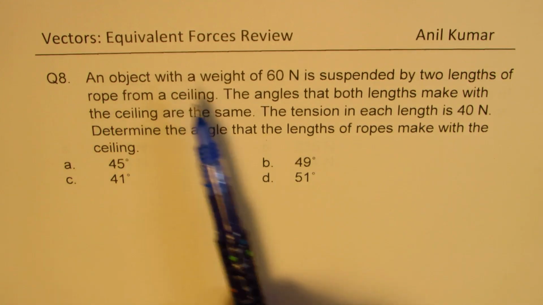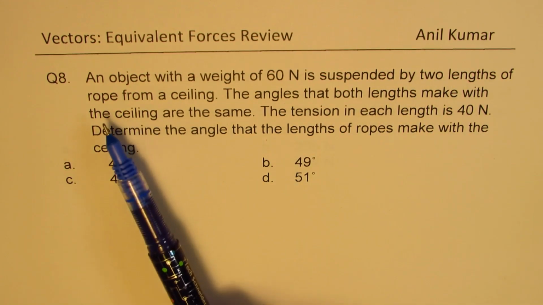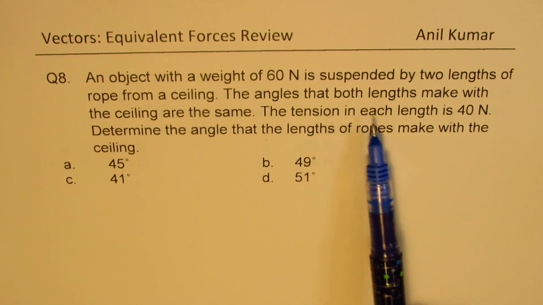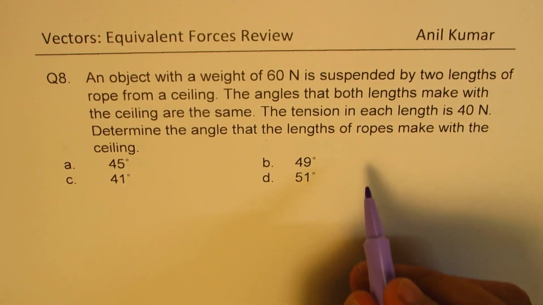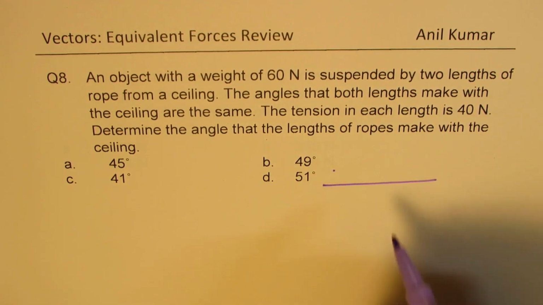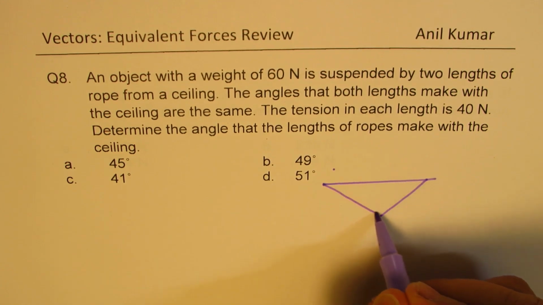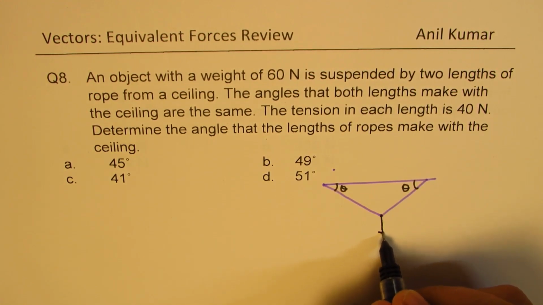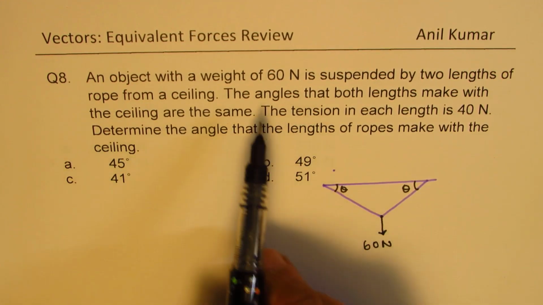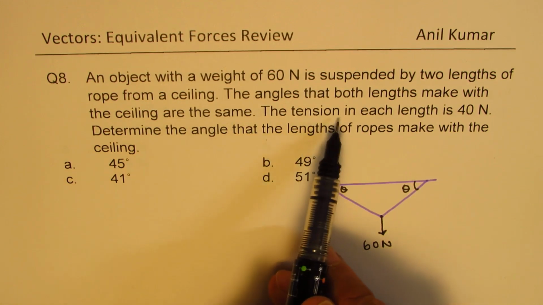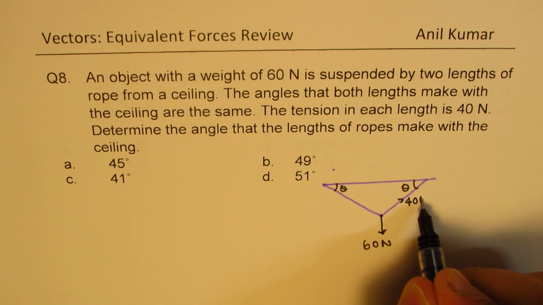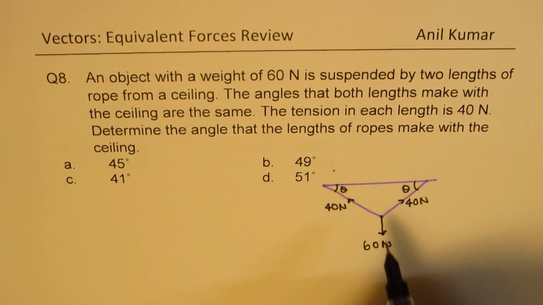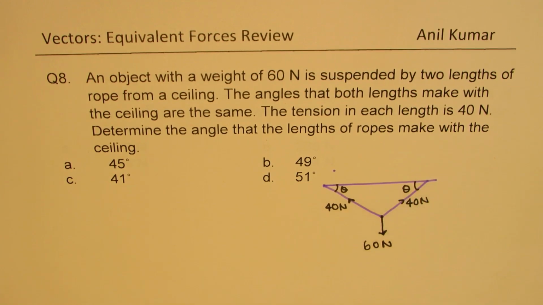Question number 8. An object with weight of 60 newton is suspended by two lengths of ropes from a ceiling. The angles that both lengths make with the ceiling are same. The tension in each length is 40. So in this case, let's again make a similar diagram. We have two lengths which are same, so it's like same angle. Let's say if this is theta, the other one is also theta. And here we have a weight of 60 newtons. The tension in each string is 40 newtons. So this is 40 newtons, the other one is also 40 newtons. Determine the angle that the lengths of the rope make over the ceiling. So we need to find the angle theta. So that is the question.